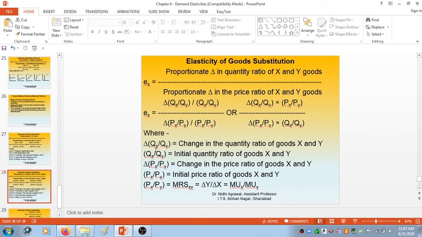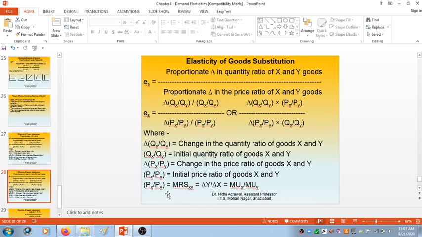Symbolically, the meaning is: delta Qx upon Qy is the change in the quantity ratio, because we are taking the ratio of quantities. That's why we have used the term quantity ratio of goods X and Y. Qx upon Qy is the initial quantity ratio of goods X and Y. Delta Px upon Py is the change in price ratio of goods X and Y. Px upon Py is the initial price ratio of goods X and Y.